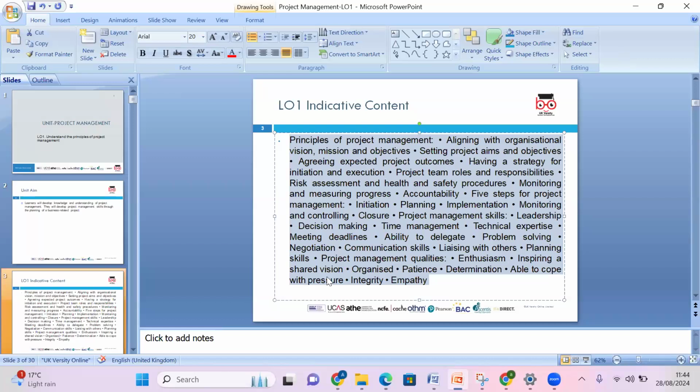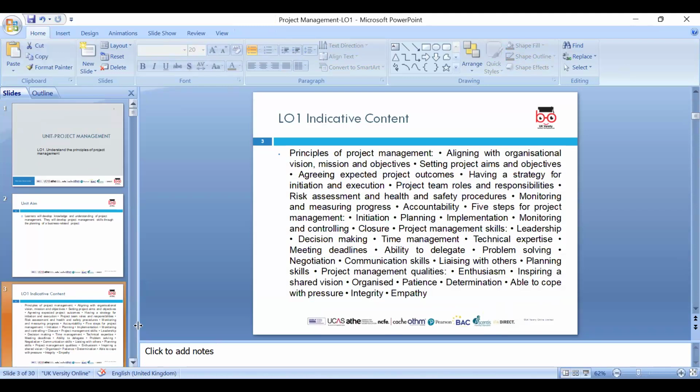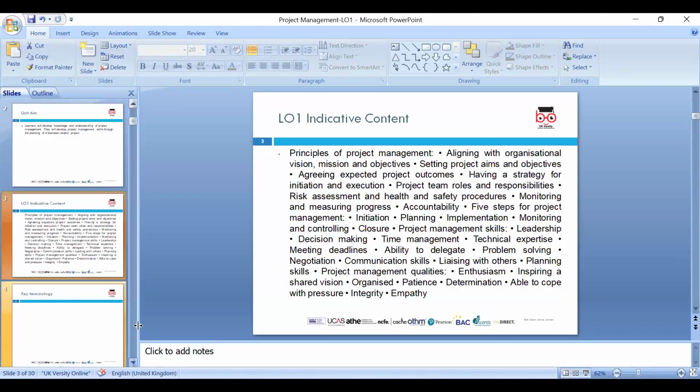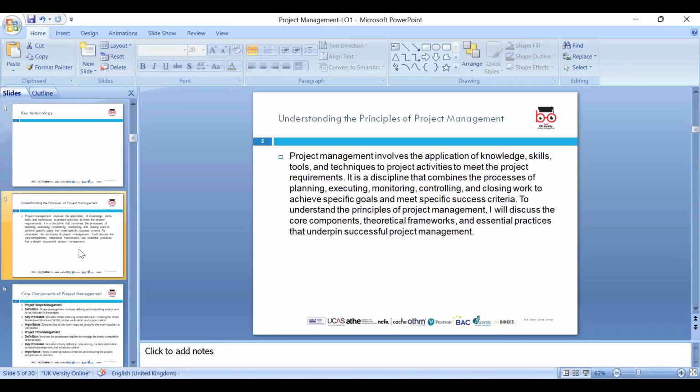Let's move on and start our first lesson. As we mentioned, understand the principle of project management, RLO1, and we have indicative content, as mentioned in the unit specification. So today's lesson will go through the key terms: what is a project, what is project management, and why project management is important.